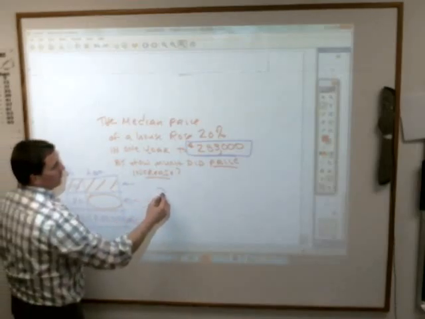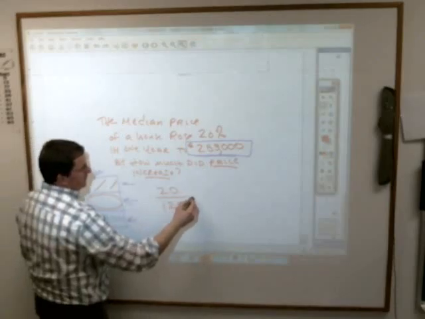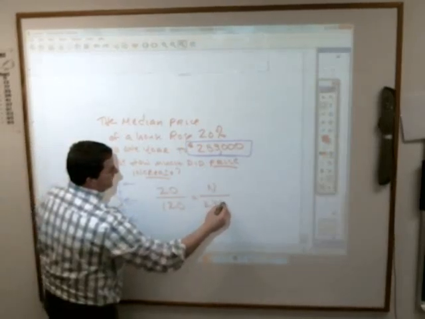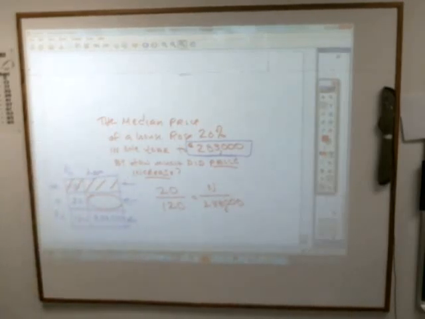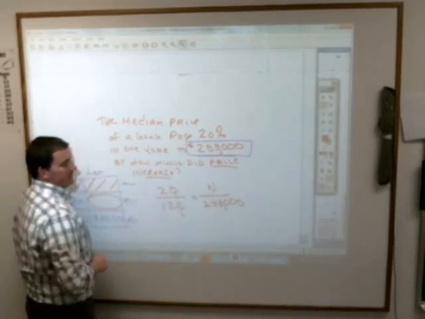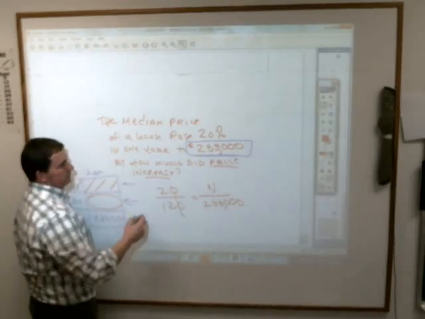Okay, so I end up with 20 over 120 equals some number over 288,000. Suggestions? I wouldn't cross multiply yet. I would reduce. All right, what is my reducing here? Well, divide by 10, you get 2 over 12. That reduces down to 1/6.